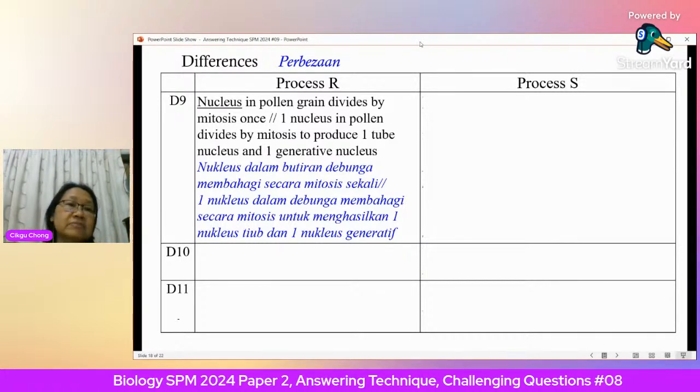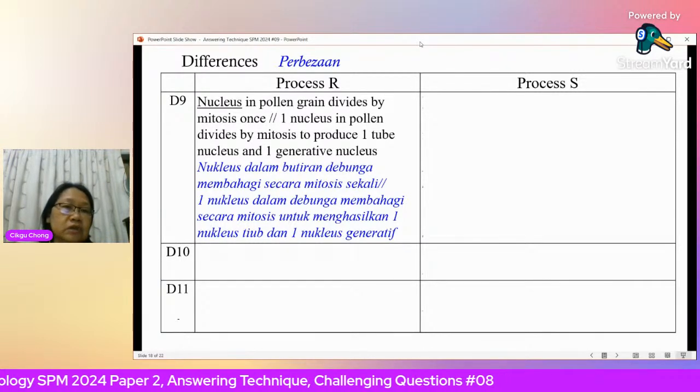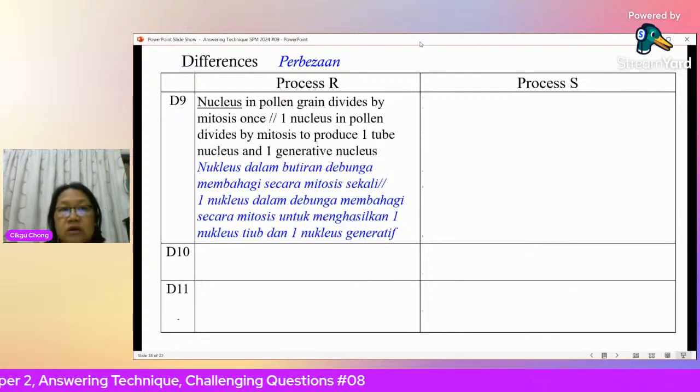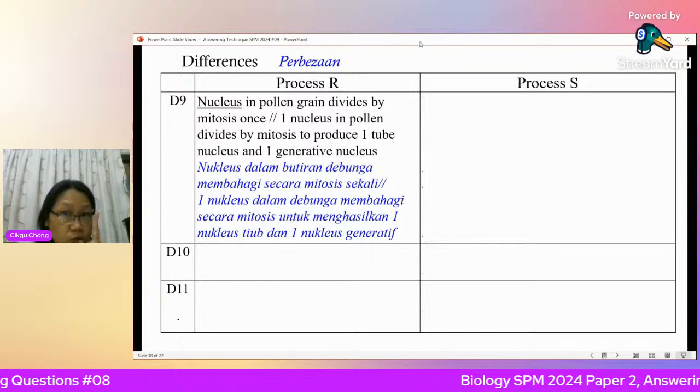So you have to give all these terms. Alright? If you don't give the term, you can write the first one: nucleus in pollen grain divides by mitosis once. The most important thing is once.